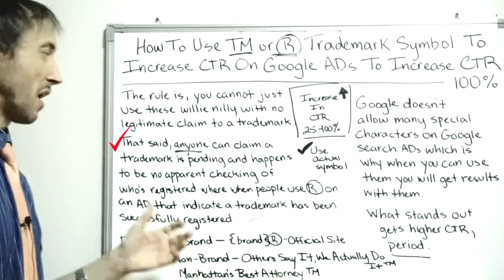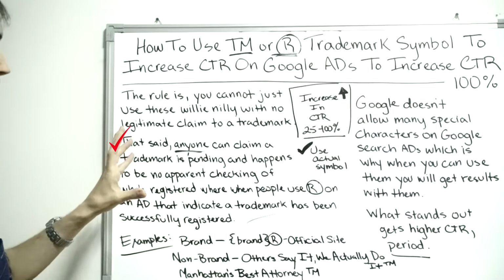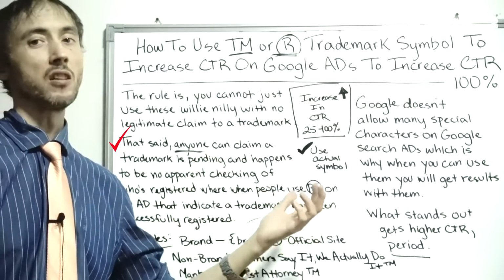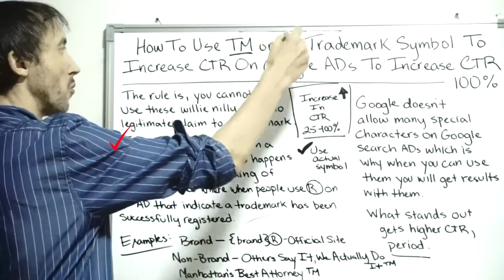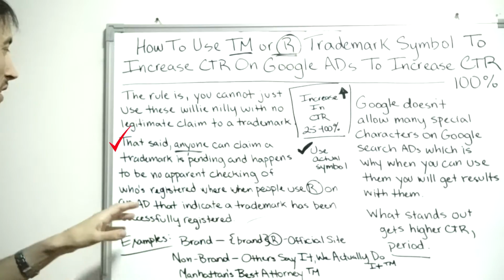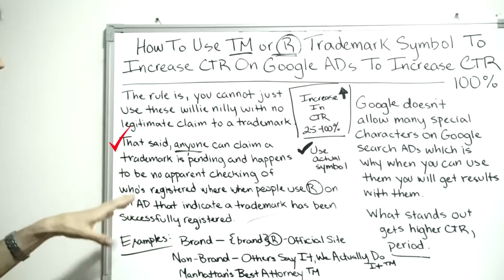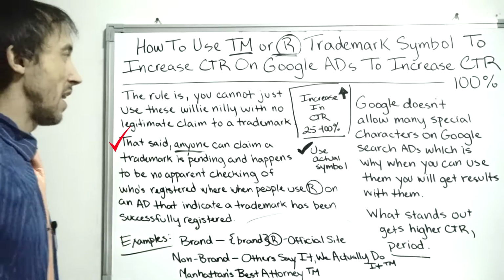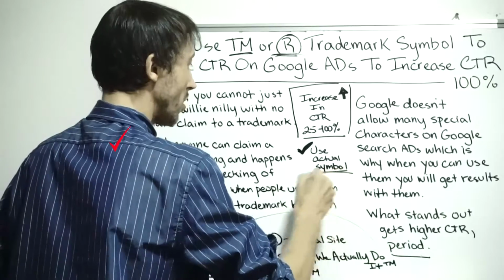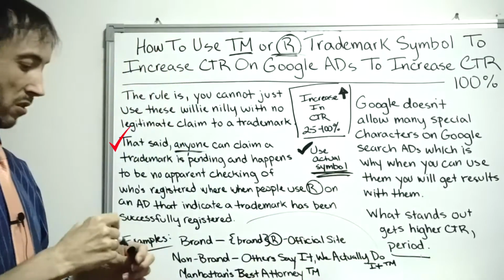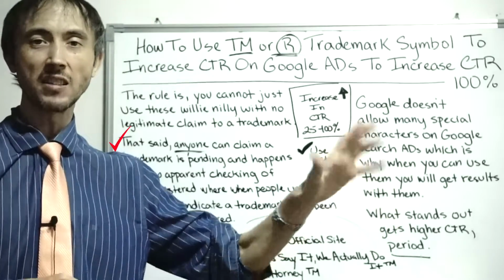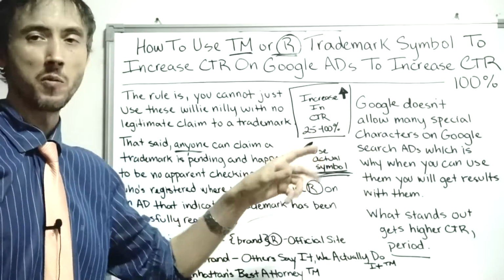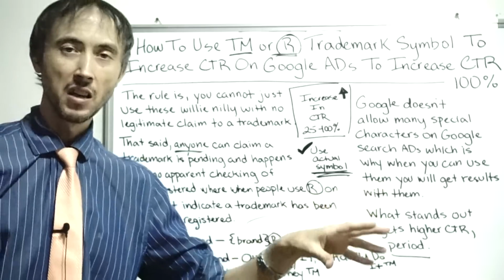So anyway, with that all said, you know that basically nothing's going to happen to you if you were to hypothetically use this registered symbol with the circle around it to increase your click-through rates. Now, as a quick side, you want to use the actual symbol. So don't just write TM on the end of your ad, because that's not what's going to get you your 25 to 100% increase in click-through rate.